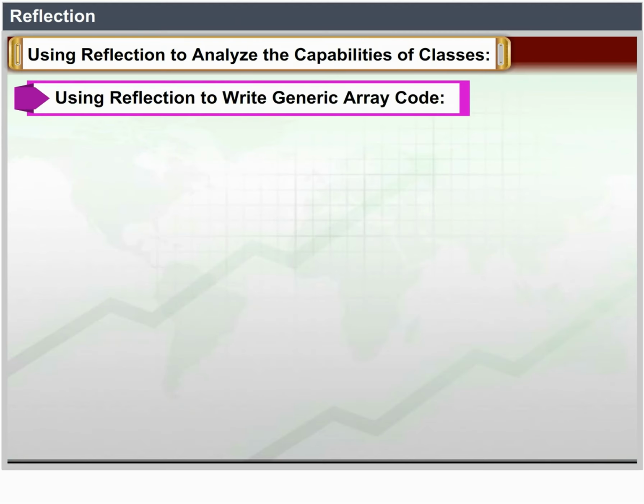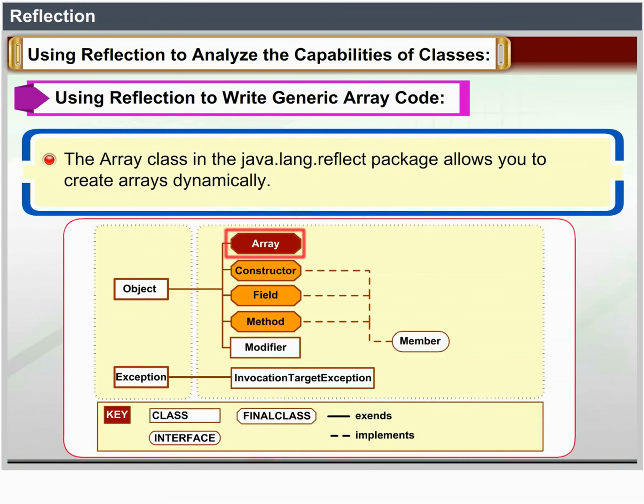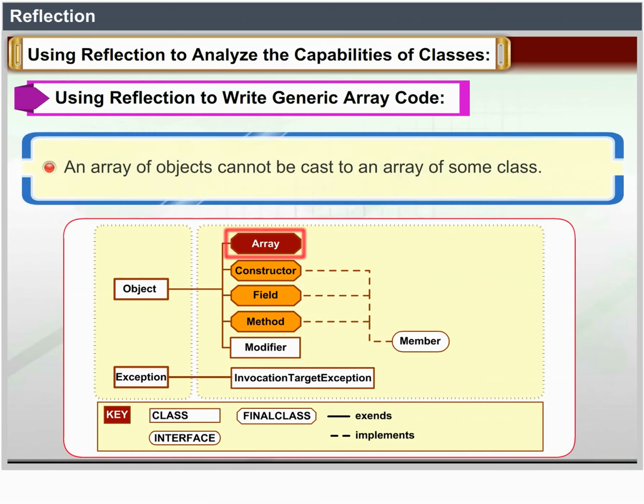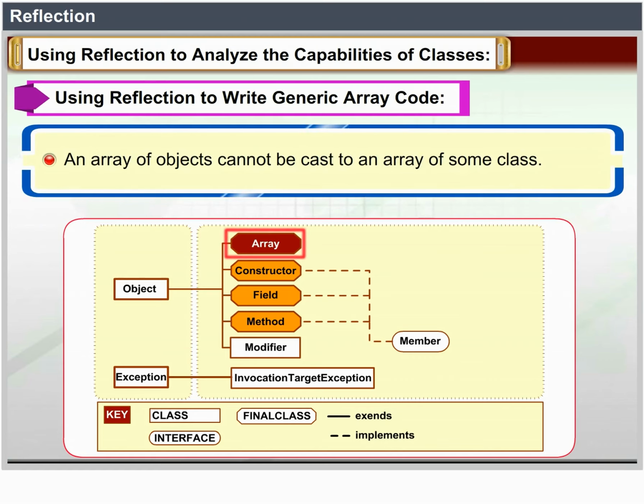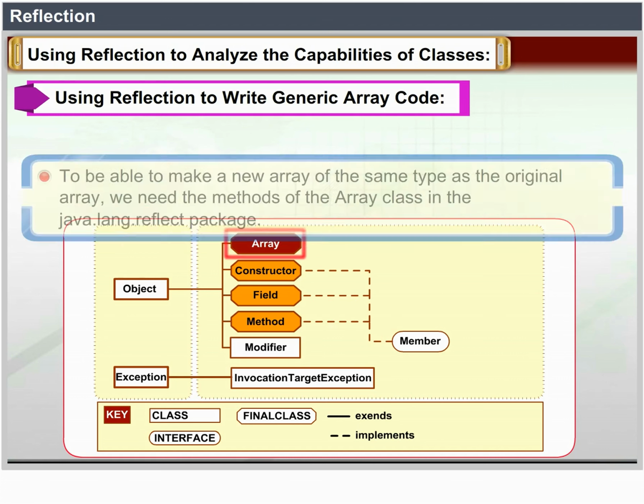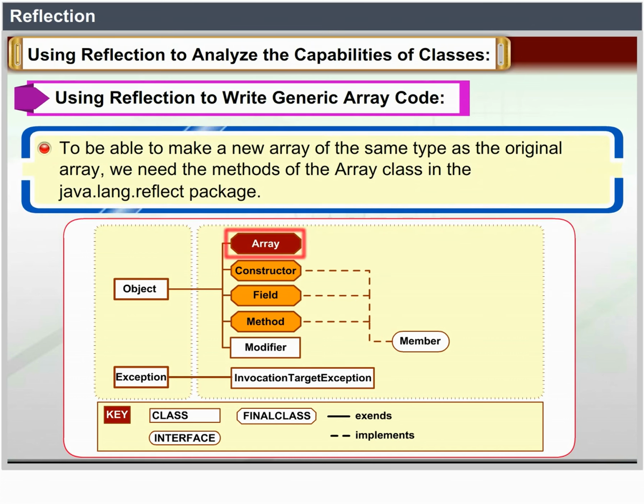Using reflection to write generic array code. The Array class in the java.lang.reflect package allows you to create arrays dynamically. An array of Object cannot be cast to an array of some class. To be able to make a new array of the same type as the original array, we need the methods of the Array class in the java.lang.reflect package.